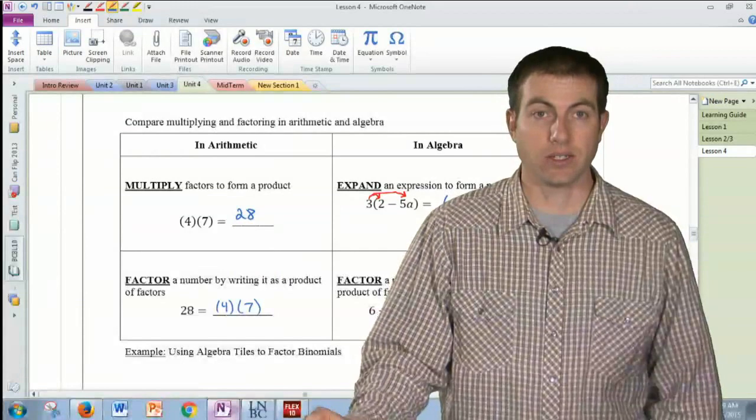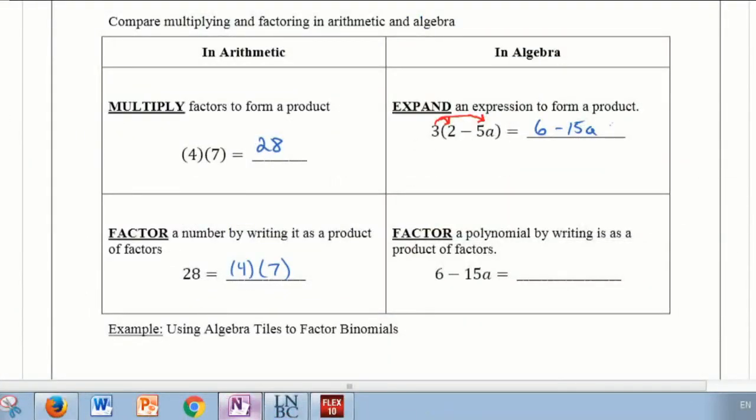Down below it says factor. So if we think about the opposite of multiplying, over here we had this 28, and then we broke the 28 into 4 and 7, and 4 and 7 together gave me 28. So just kind of working backwards. Same thing here. The 6a minus 15a is what I'm starting with. I'm saying, okay, I've got to work backwards. What did I multiply by to end up there? So it's the same thing as what we've done up above.